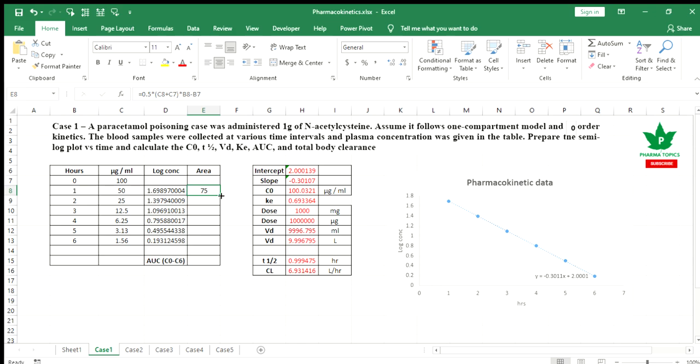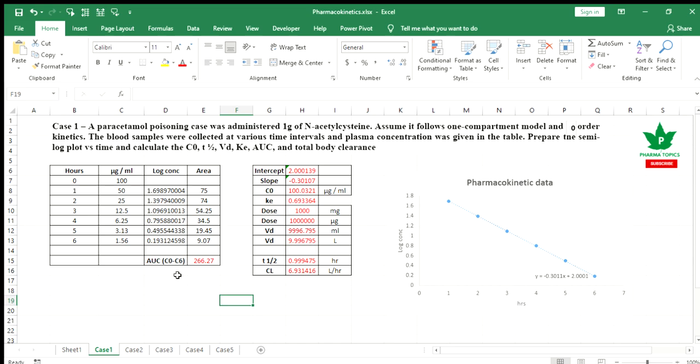You drag all these things. So this is the area under the curve for the total curve. The total AUC can also be calculated by giving auto sum. So we have calculated the intercept, slope, initial concentration, elimination constant, dose, volume of distribution in liters, T half, clearance, and the AUC.